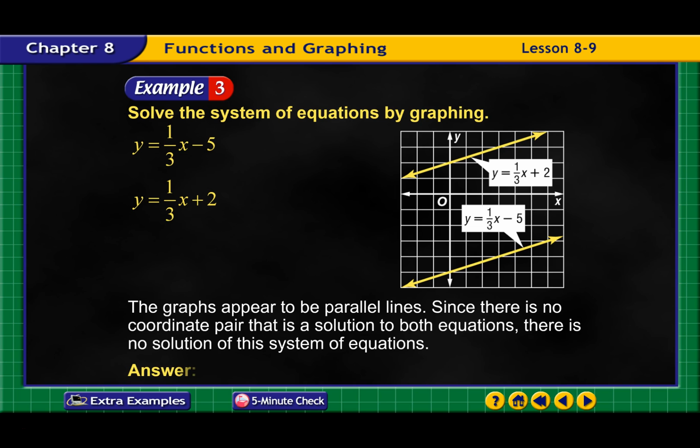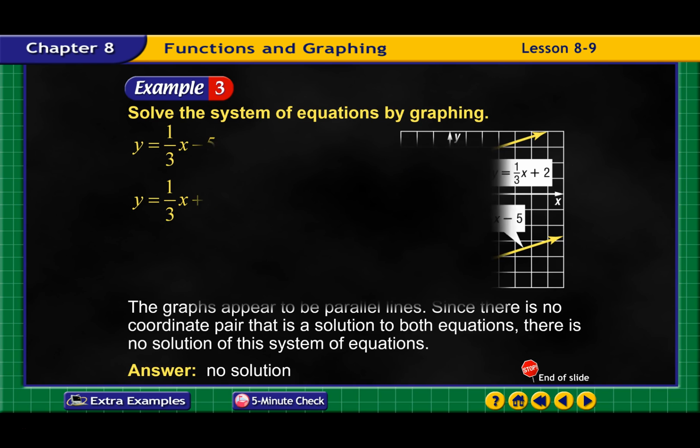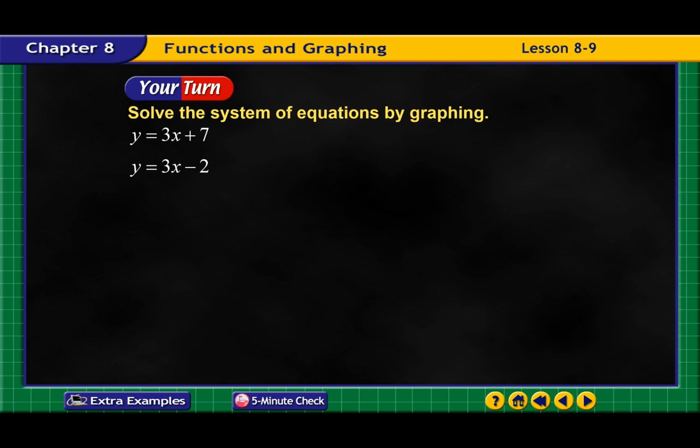All right, solve this system of equations. If we were going to graph this, let's see if it'll let me draw it here. So we'd have a -2, and then it's going to go up 3 over 1, up 3 over 1, up 3 over 1, and then we'd have to start at 7: 1, 2, 3, 4, 5, 6, 7. Up 3 over 1, down 3 over 1.